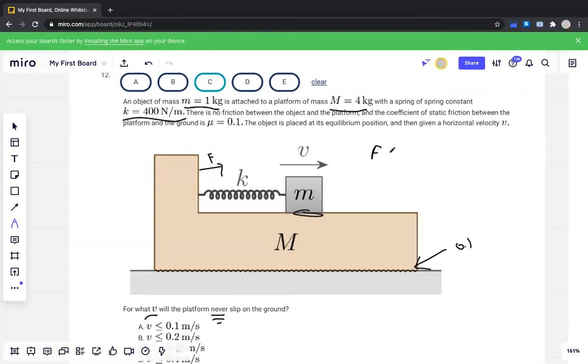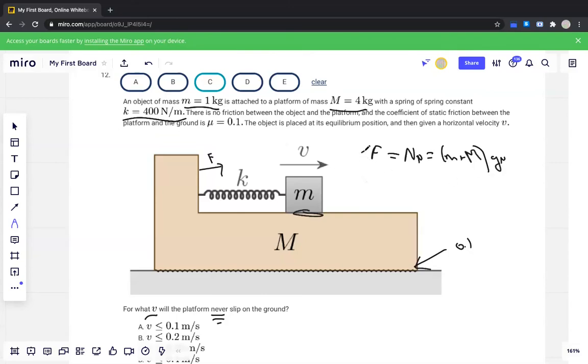So we know this force is going to be equal to, well, the maximum static friction force is the normal force times the coefficient of friction, or mu. And in this case, our normal force is the smaller mass plus the bigger mass. So, m plus big M times g times mu. So this gives us our maximum force.